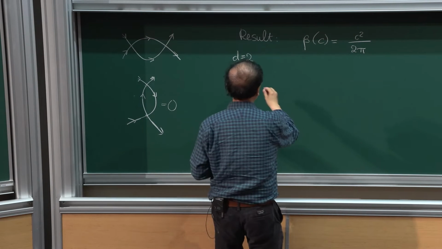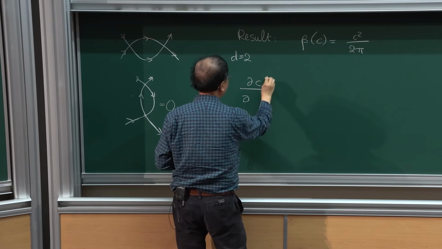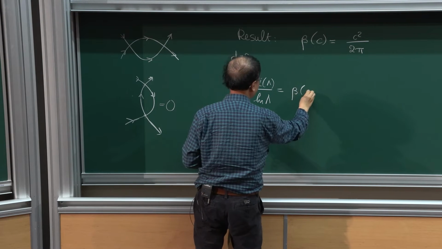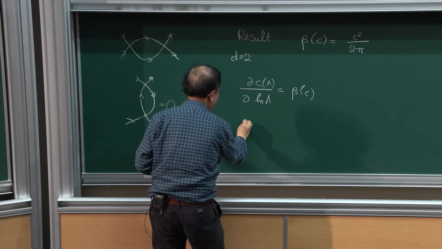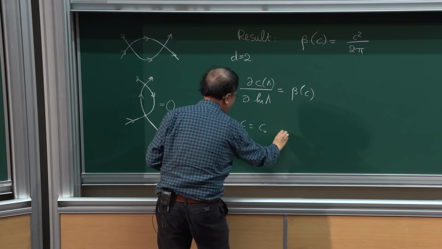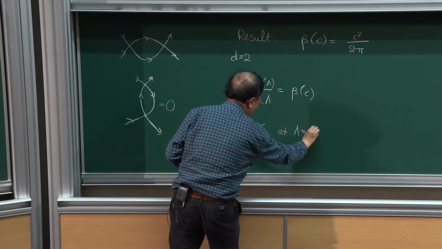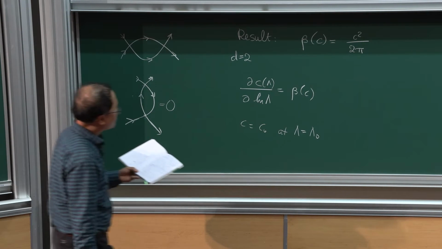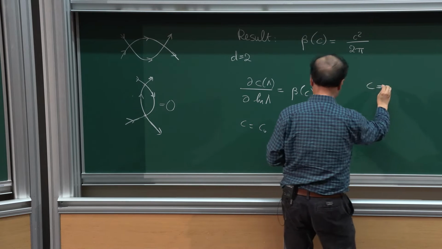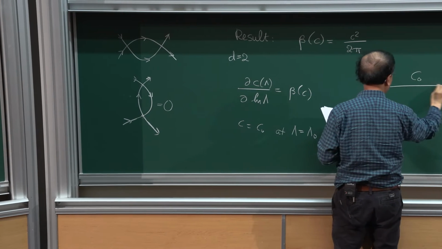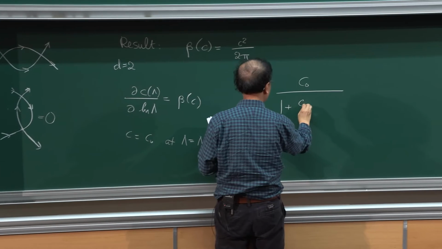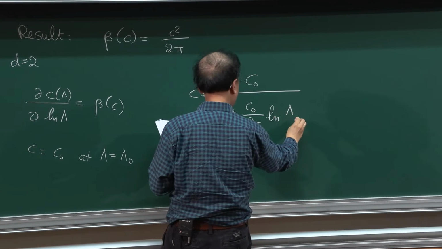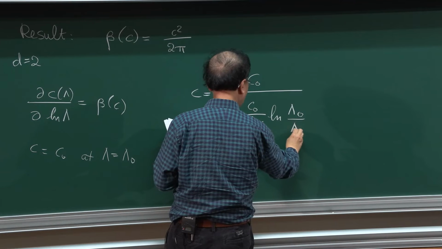So the solution to the renormalization group equation, c as a function of lambda, log lambda derivative equal to beta of c, with the boundary condition c equal to c0 at, say, lambda equal to lambda 0, is the following. Let me write it here. c is equal to c0 divided by 1 plus c0 over 2 pi log lambda 0 over lambda.